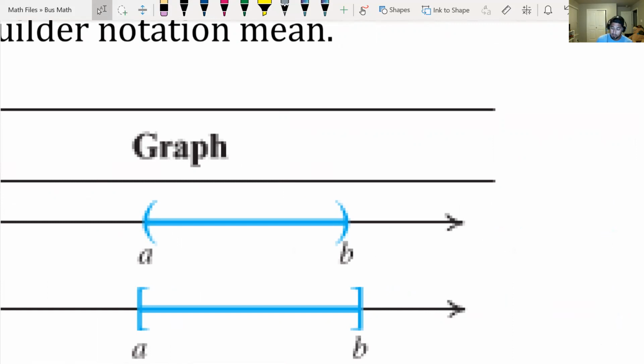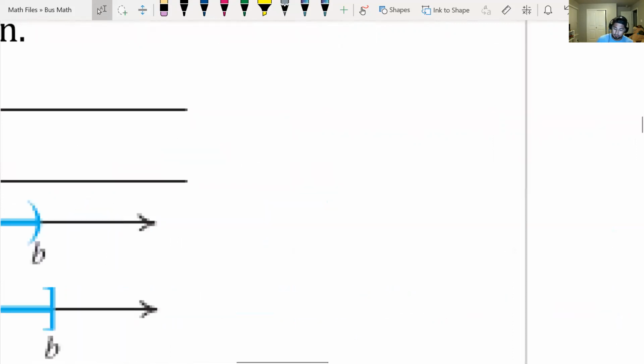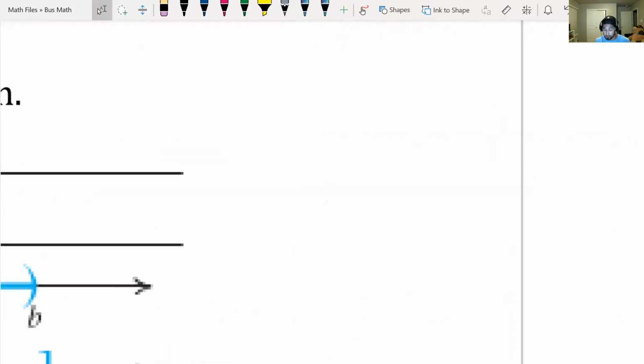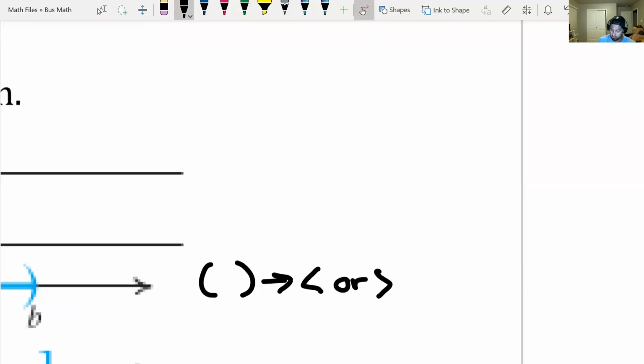Okay, so there's also some other things to note here, right? So we know that parentheses mean less than or greater than. And what this also means is that the number is not included.